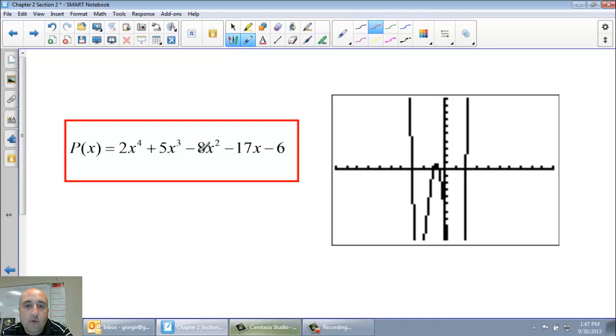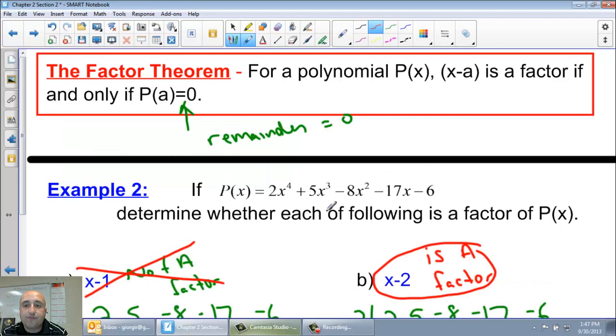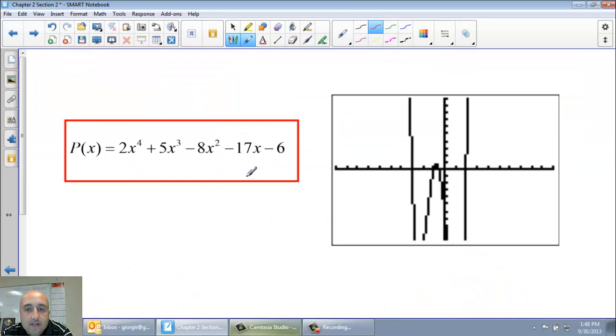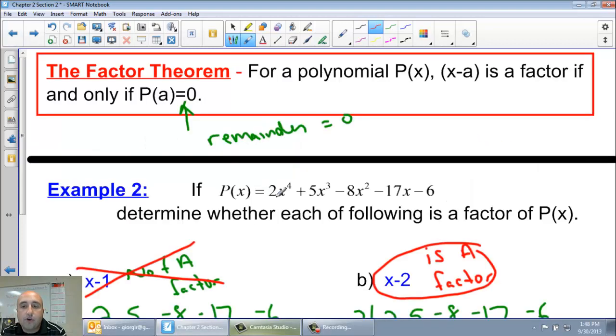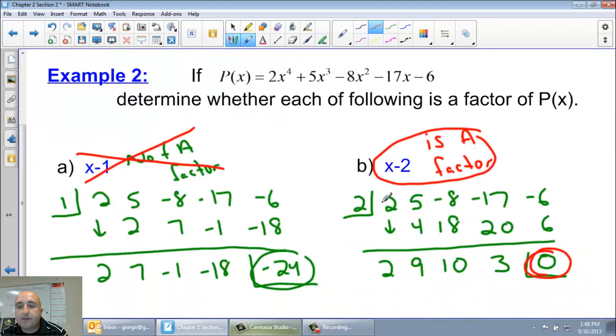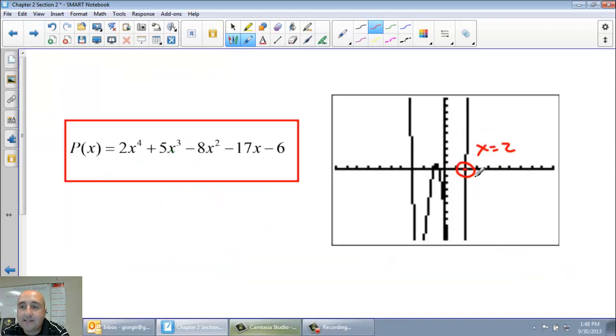So if we look at this equation, and this is the same equation that we just did on the previous page, so if you look back, 2x to the fourth plus 5x cubed minus 8x squared minus 17x minus 6. Here is the problem. Okay, so here it is. So, if you notice, which is one of our x-intercepts? x equals 2. And if you notice, what was one of our factors? x equals 2. Okay, so that means the same thing. X-intercepts, factors, solutions are all equal to the same thing.